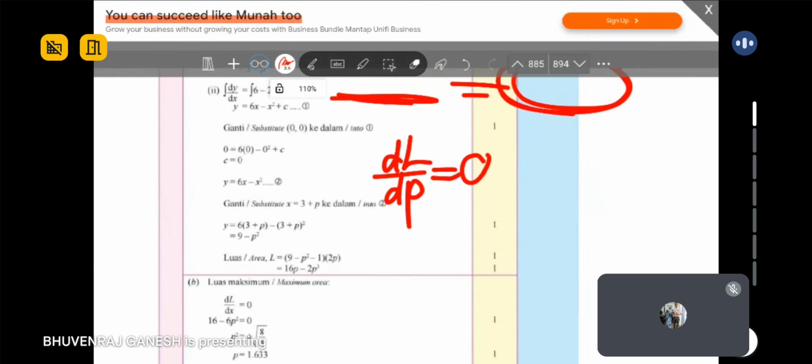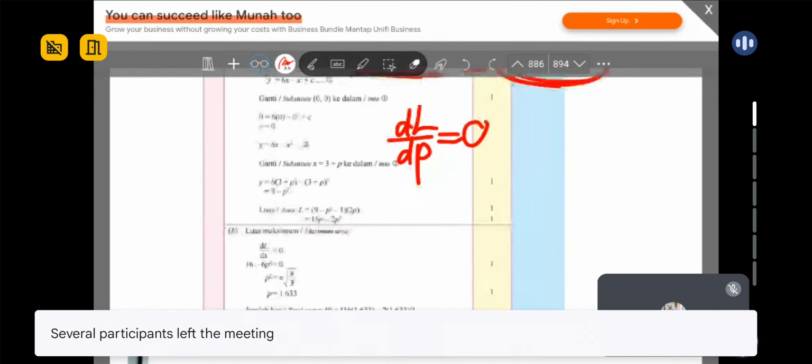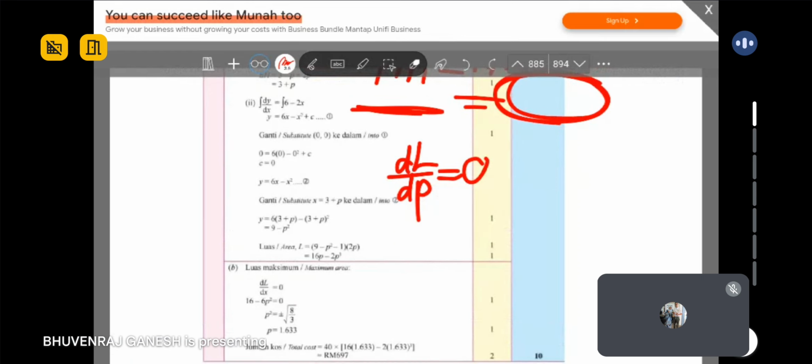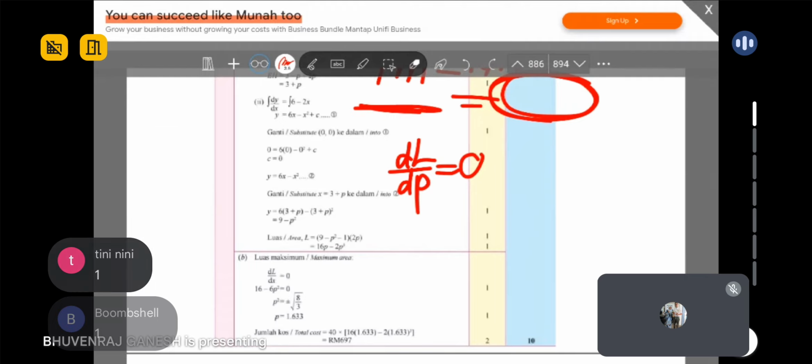Boleh? Can, right? Okay, this one is 10 marks. 10 markah guys. Jangan main-main. 10 marks, you know. So 1 or 2. Are you all clear? 1 atau 2. All the people here. 39 people.